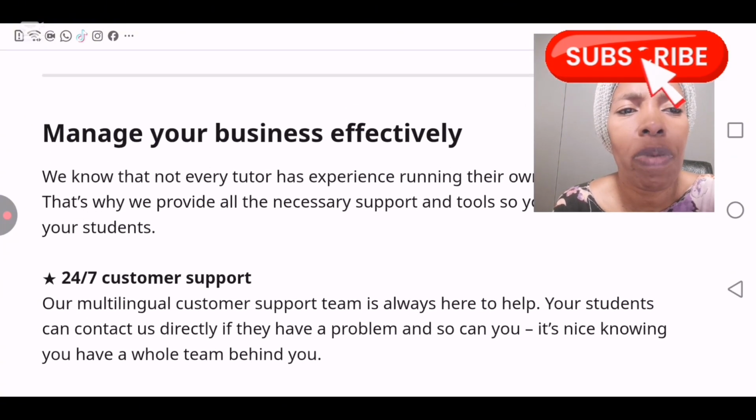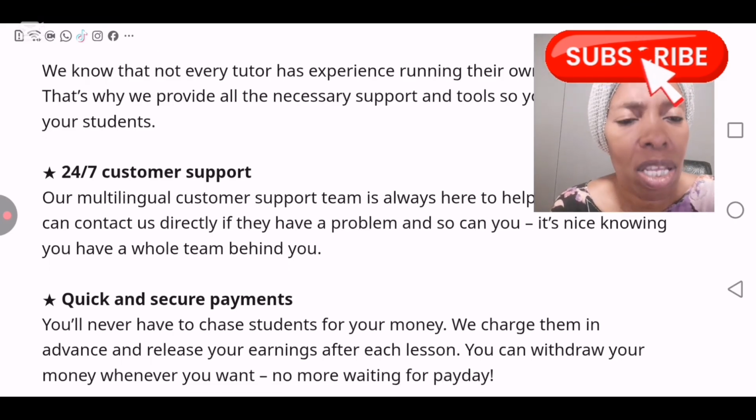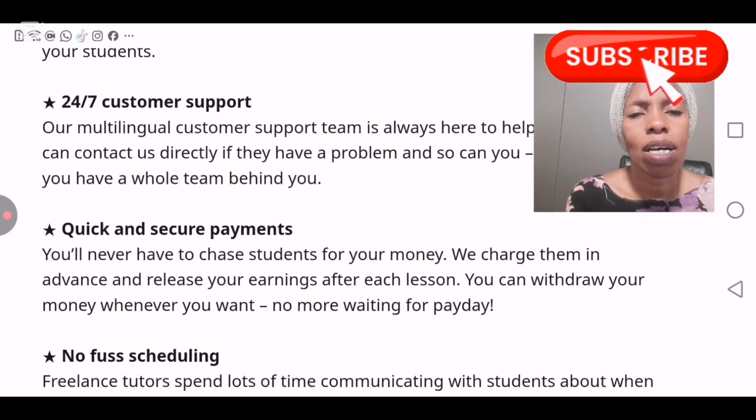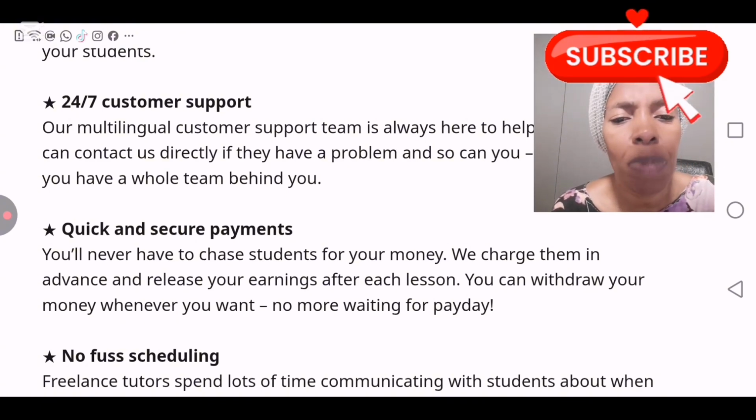So managing your business effectively: 24 hours, 7 days customer support. The platform will offer you that 24 hours, 7 days a week customer support, and of course quick and secure payment. You'll never have to chase students for your money. We charge them in advance and release your earnings after each lesson. You can withdraw your money wherever you want. No more waiting for payday.